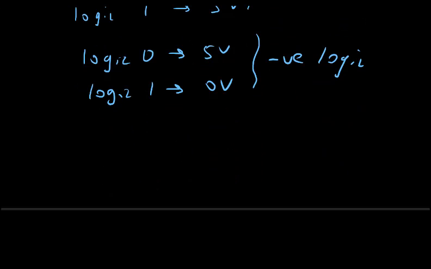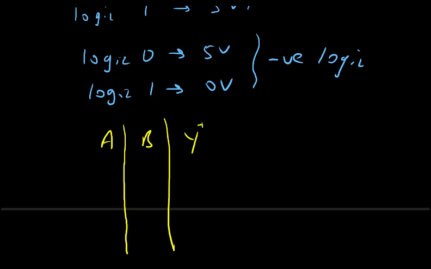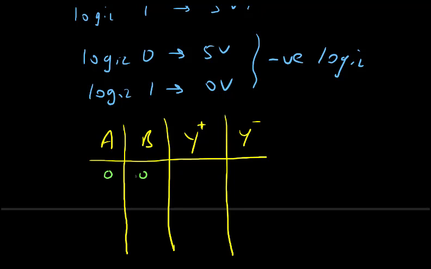Suppose we have an AND gate. Now how to draw the truth table of an AND gate using positive logic and negative logic. So this is Y. I'll just write output Y. Here the plus sign means positive logic, and here I will draw Y minus, showing negative logic. So I am doing the AND operation. With two inputs, 4 combinations, 0 0, 0 1, 1 0, 1 1. For positive logic, it will show the normal behavior: 0 0 is 0, 0 1 is 0, 1 0 is 0, and 1 1 is 1.